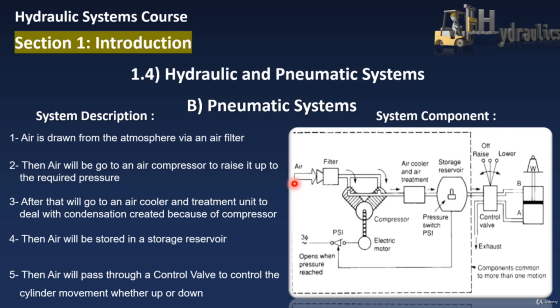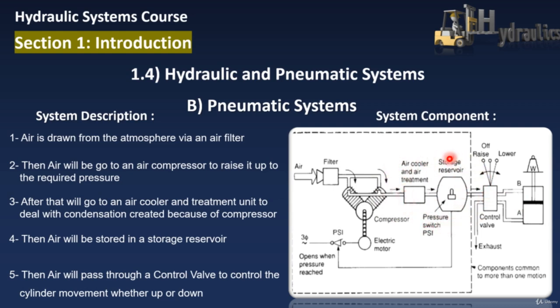Air is drawn from the atmosphere via an air filter and raised to a required pressure by an air compressor, usually driven by an AC motor. The air temperature is raised considerably by this compressor, and also air contains a significant amount of water vapor. Before the air can be used, it must be cooled, and this results in the formation of condensation. So the air compressor must be followed by a cooler and air treatment unit.